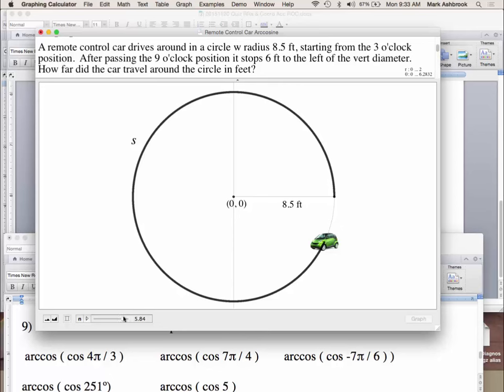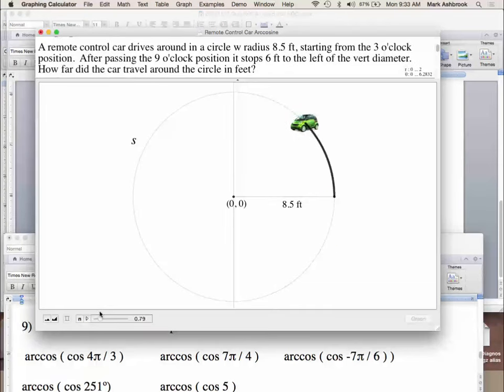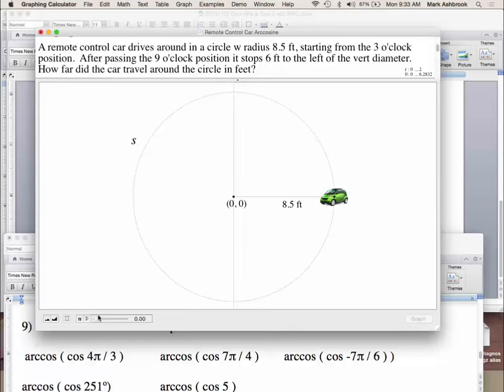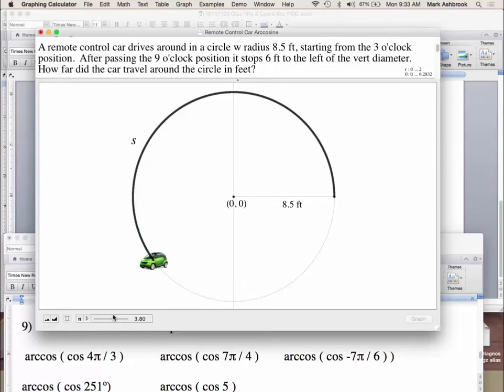Okay, so tell me what quadrant that's talking about. 1, 2, 3, or 4. So after passing the 9 o'clock position, it stops 6 feet to the left of the vertical diameter. Quadrant, I'm hearing 2 and 3. After passing 9 o'clock, it stops 6 feet, something like that. I'm guessing somewhere around there.